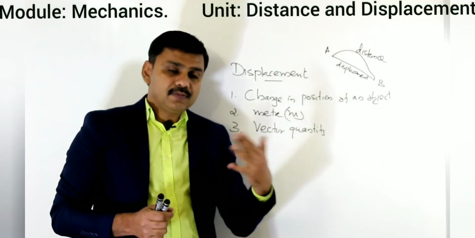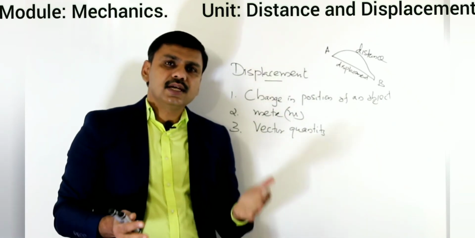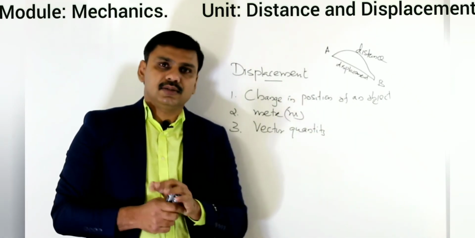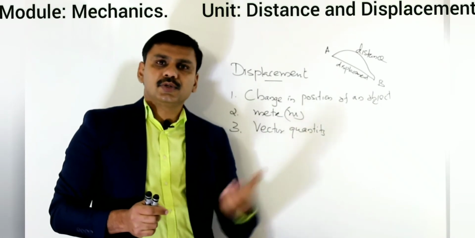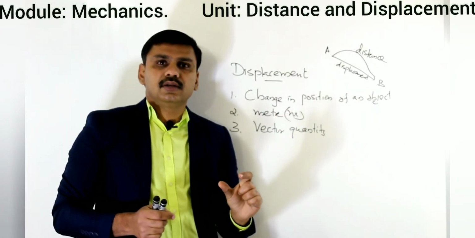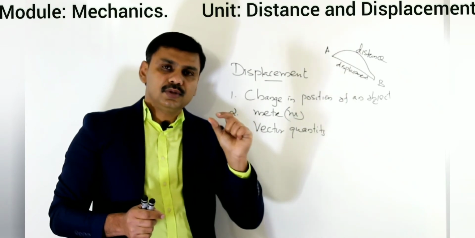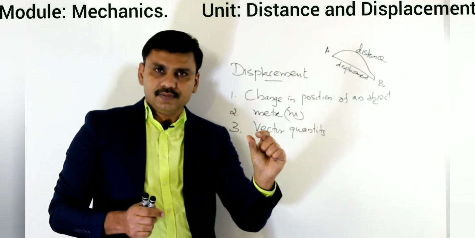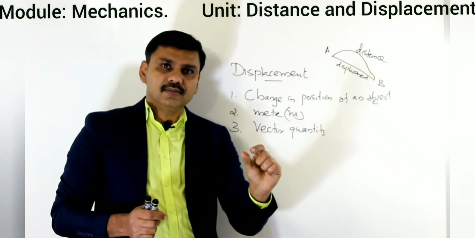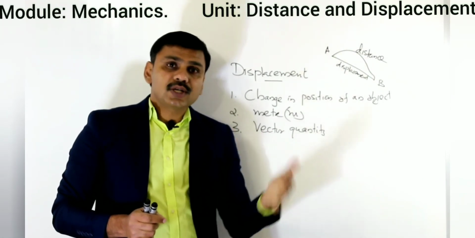When you define displacement, displacement is the change in position in a straight path. So the path should be straight. There should be a specific direction to that destination, with the shortest distance.